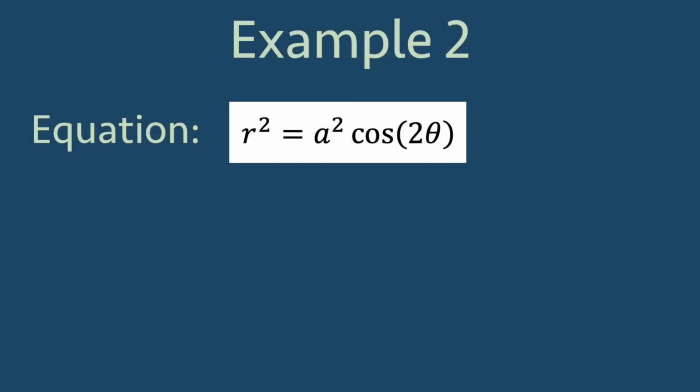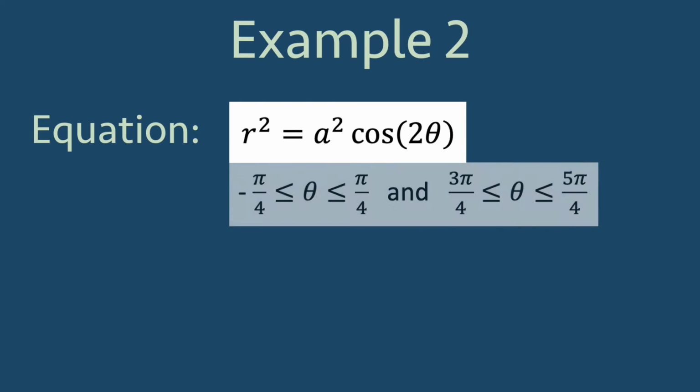The next polar graph we'll consider has equation r squared equals a squared cosine 2 theta. If we were to plot this graph by substituting values for theta, we would find problems with certain angles giving us negative values for r squared. In fact, the domain for this polar equation is negative pi over 4 to pi over 4 and 3 pi over 4 to 5 pi over 4, and the graph we get is called the figure of 8.